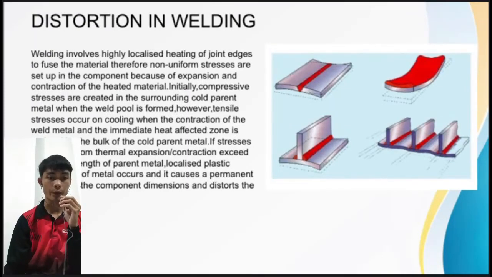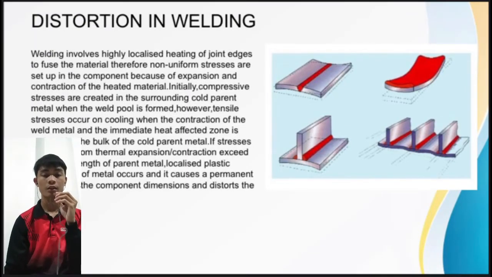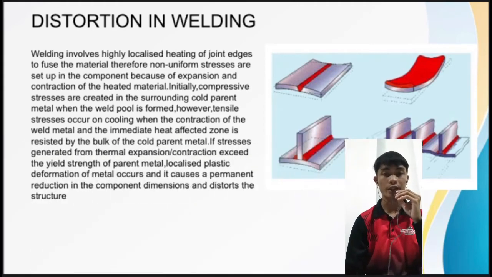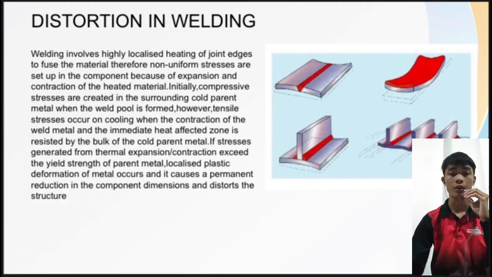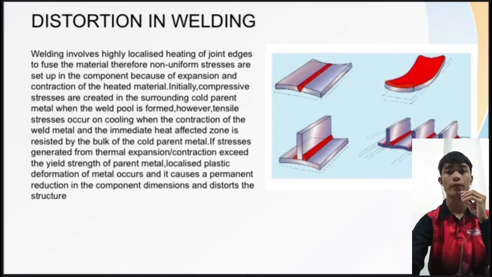Next, I will talk about the welding distortion. So welding involves highly localized heating of joint edges to fuse the material. Therefore, non-uniform stresses are set up in the component because of the expansion and contraction of the heated material.